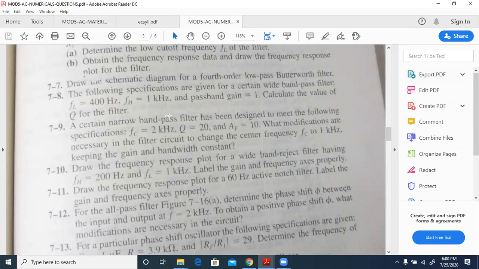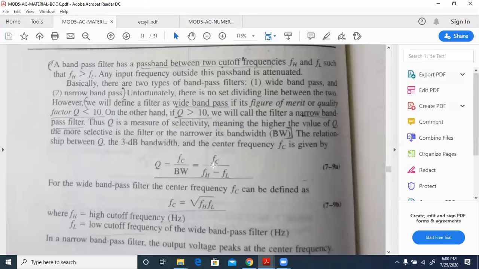It might be somewhere around 600 and odd, because this is 1000 and this is 400, root of that. Then FC divided by FH minus FL will give us the value of Q. Only Q is asked: calculate the value of Q for the filter. So very simple problem. You just need to substitute over here. In place of FC, you write root of FH FL divided by FH minus FL. FH is given, FL is given, find the value.